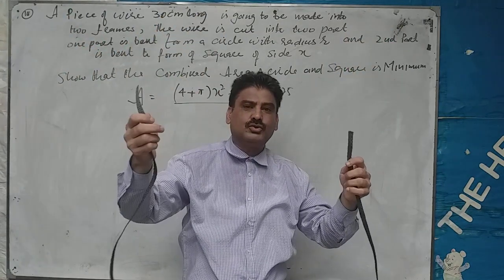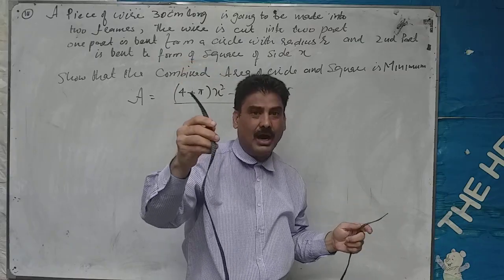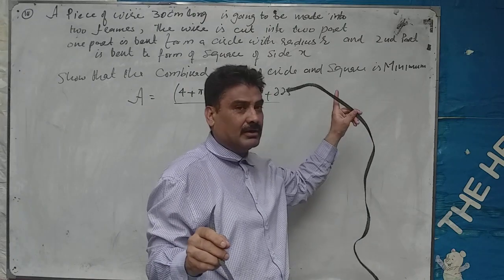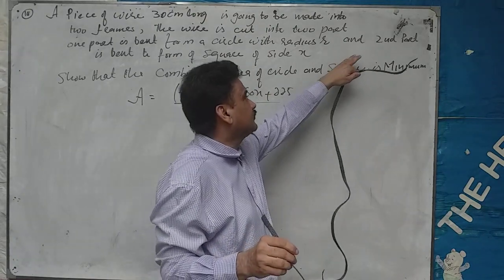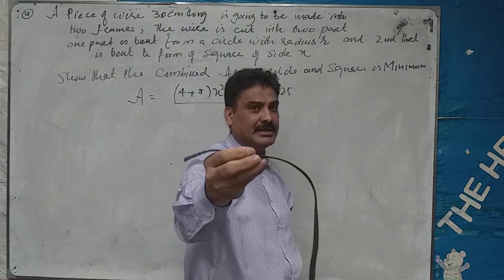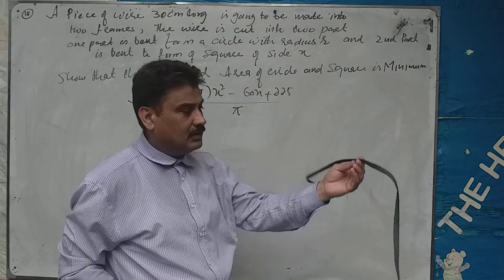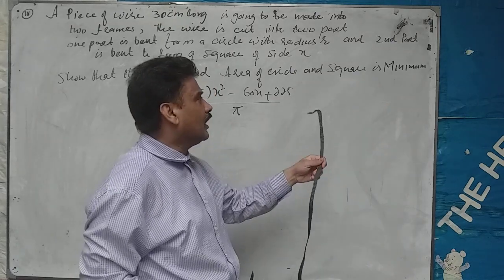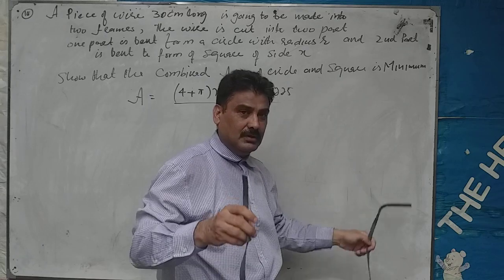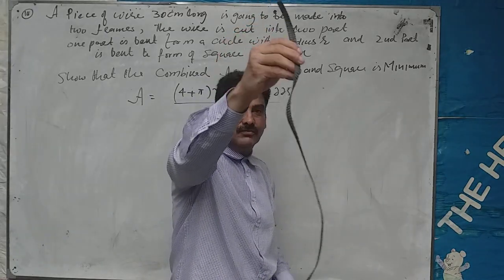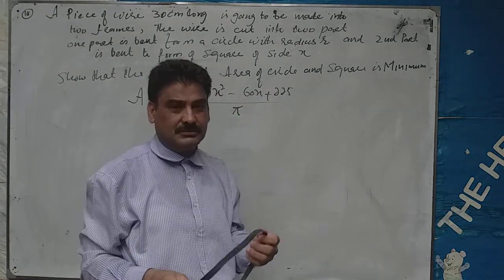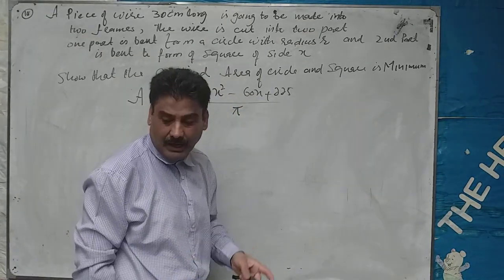One part is used to make a circle of radius r, and the other part is used to make a square of side x. This part we use to make a circle of radius r.